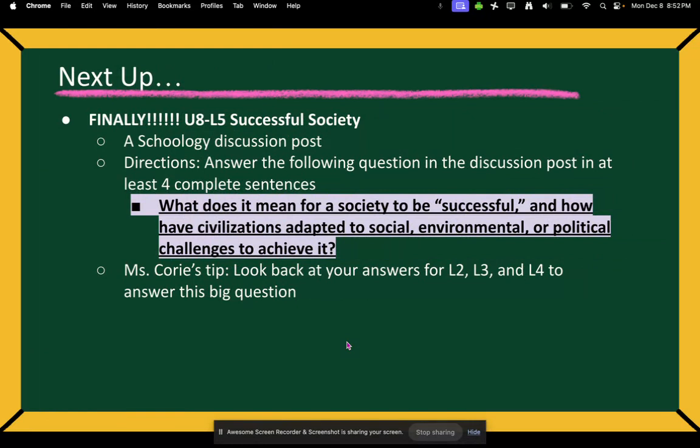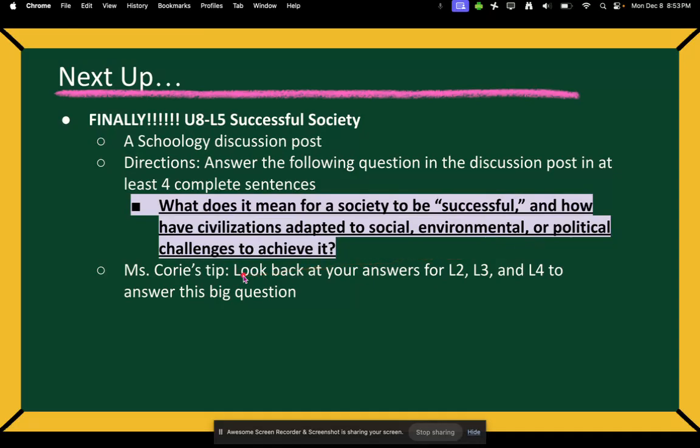All right, finally, we have the last assignment of this week and for Unit 8 in general. Again, it's going to be the Schoology discussion post. Answer the following question in the discussion post in at least 4 complete sentences. What does it mean for a society to be successful? And how have civilizations adapted to social, environmental, or political challenges to achieve it?